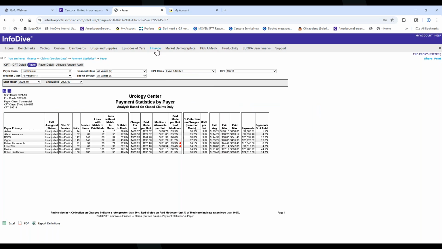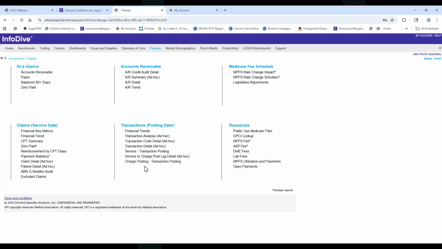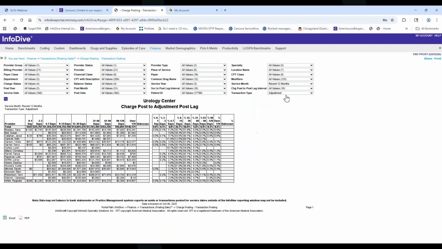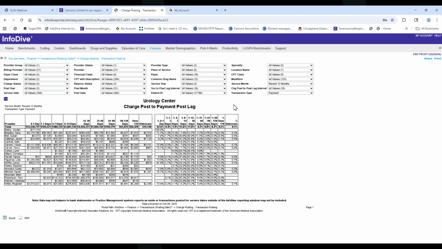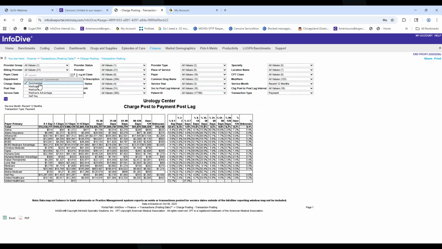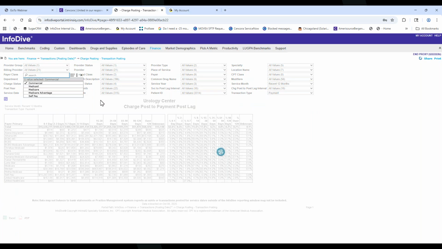Before we go over to the rate simulator, I want to show you this charge posting to transaction posting report, because this report shows you, from the time you post your charge to the time you get paid, how long that takes. It defaults in alphabetical order, so it's going to default to a transaction type of adjustment, but I'm going to change that to payment because that's what we're looking for. Then over here, I'm going to flip this column to payer primary. And again, I'm just going to look at my commercial payers because that's what we're evaluating today.